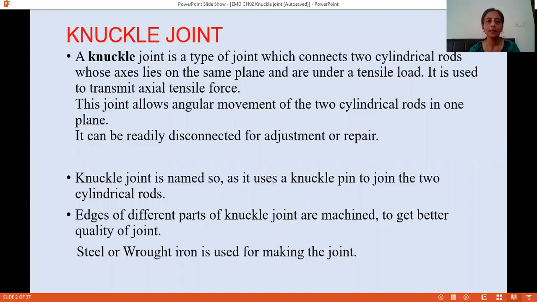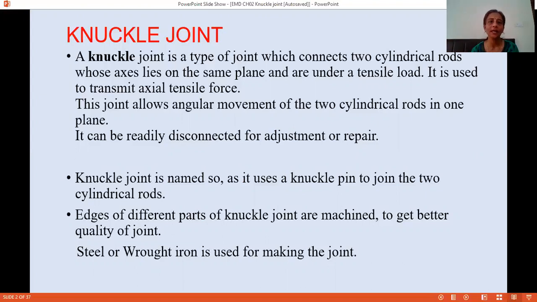Knuckle joint, let us see what is knuckle joint. It's a joint which connects two cylindrical rods whose axes lie on the same plane and they are under tensile load. And it is used to transmit axial tensile force. This joint allows the angular motion in one plane and it can be easily connected for adjustment or repair.